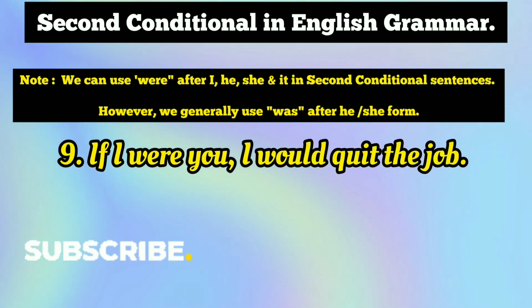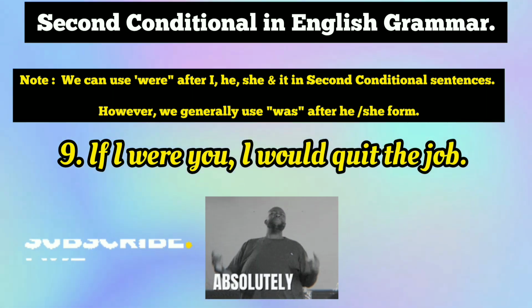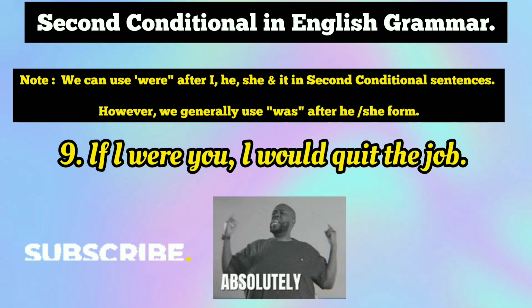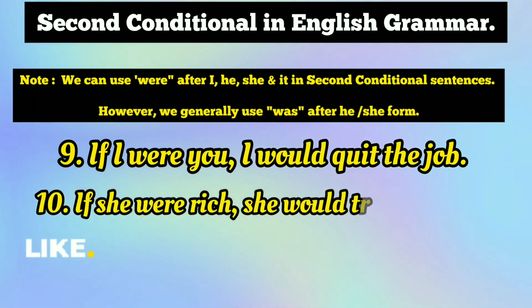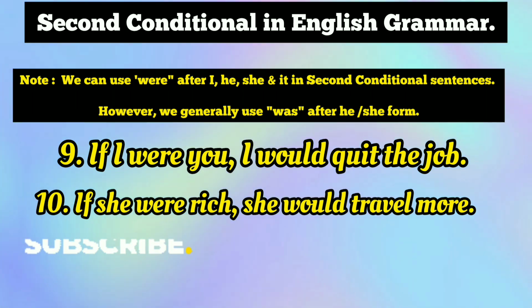As you see, if I were you, I would quit the job. You have understood I am using were here, I am not using was, and it is singular. Still I am using were because I can use it. That's the rule in second conditional. And you can see the next sentence, number 10. If she were rich, she would travel more.